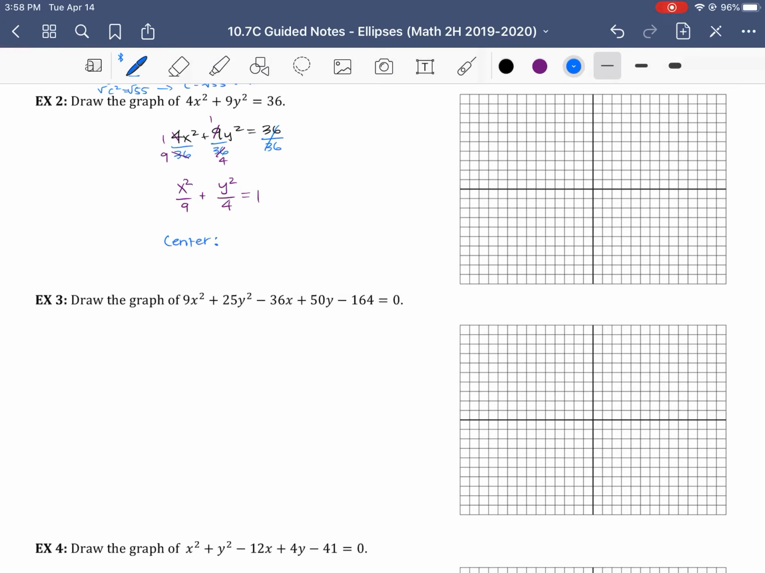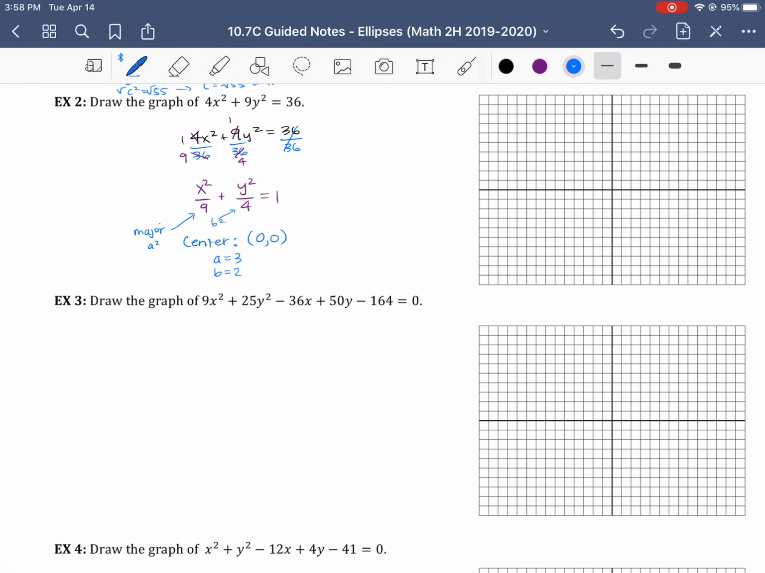That's perfect. Now I can identify the pieces. So notice the center. Nothing is being added or subtracted, so our center is at 0, 0. Okay. Notice the larger value sits underneath the x squared again. So this must be related to our major axis. That must be a squared. If a squared is 9, then a is the square root of 9, which is 3. That means that this guy must be the b squared. So if b squared is 4, then b is equal to 2. Okay, that's enough information to go ahead and graph this.